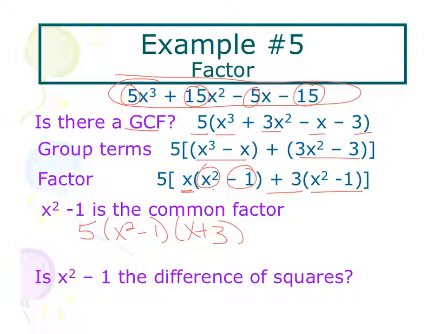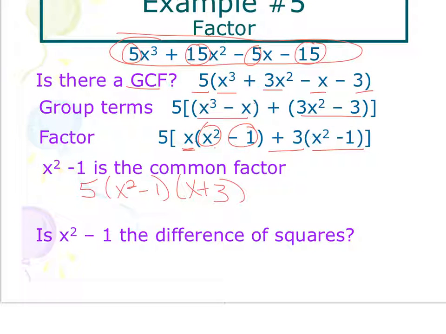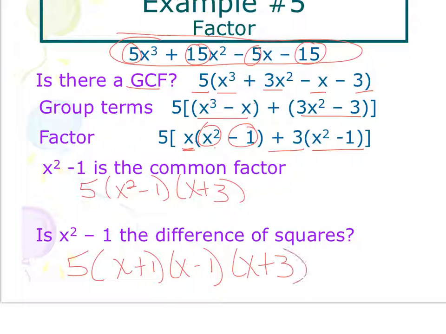But since x squared minus 1 is a difference of 2 squares, that means that I can factor that even further, which is 5x, and then the x squared minus 1 factors into x plus 1 times x minus 1, and I still have that x plus 3. So now I'm done.